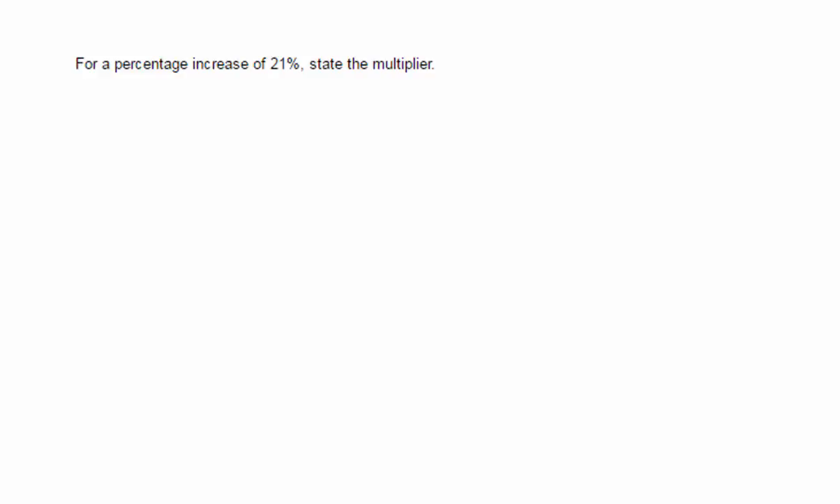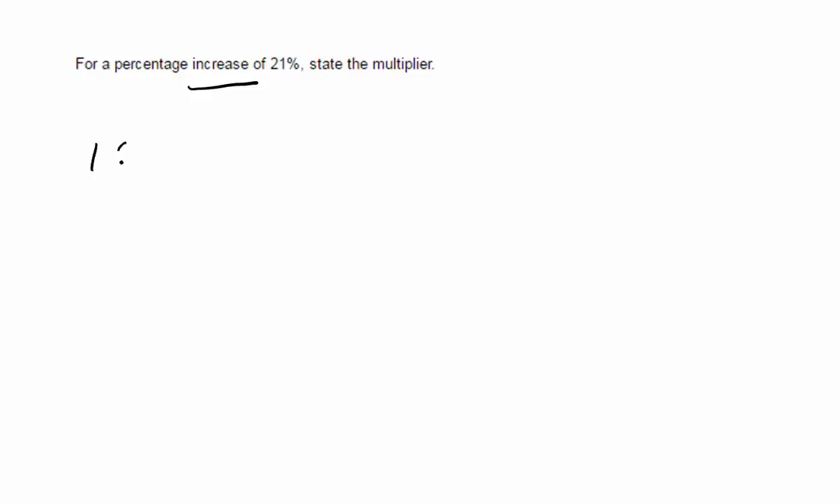In section 1.17, you learned about percent increase and percent decrease, and we learned about the multipliers. So let's work a couple of problems from this section. The first problem, for a percent increase of 21%, and notice we've got an increase here, so we know that our multiplier is going to be greater than 1. So let's think about this.